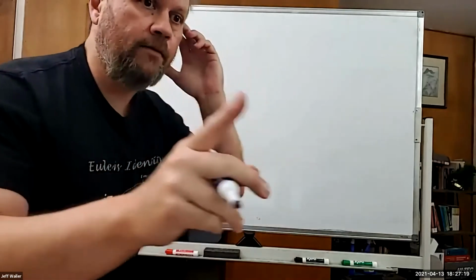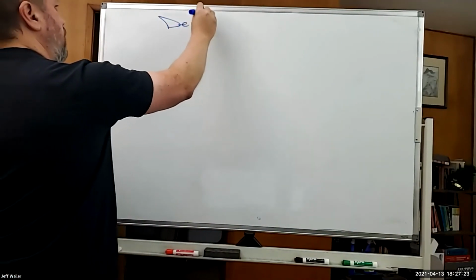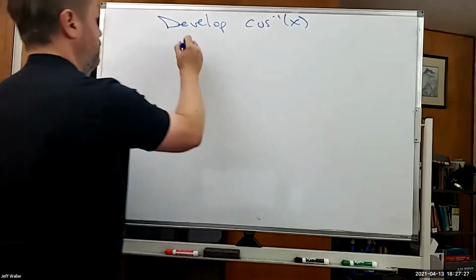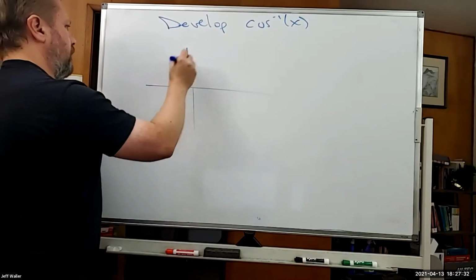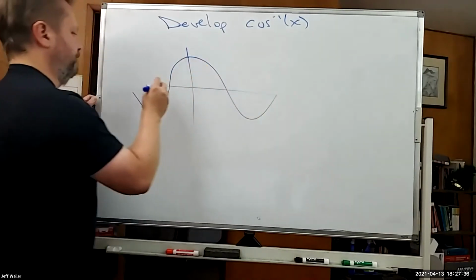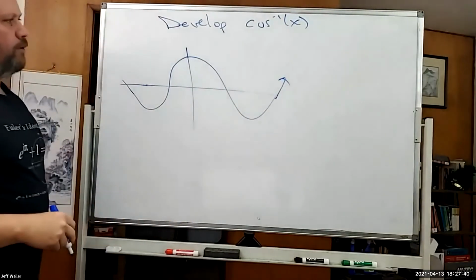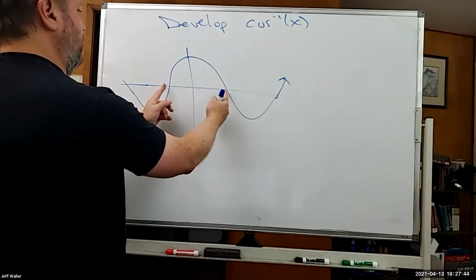What about cosine? Let's develop what inverse cosine is. So here's cosine. I love cosine. It's that octopus looking one. So what's up with cosine? Am I going to be able to cut it the same way I did sine?